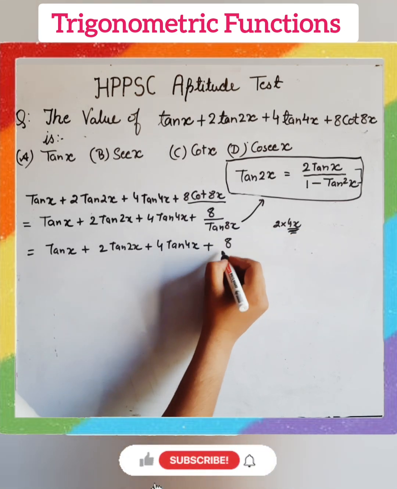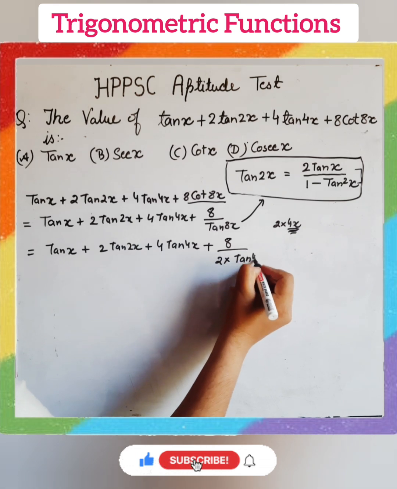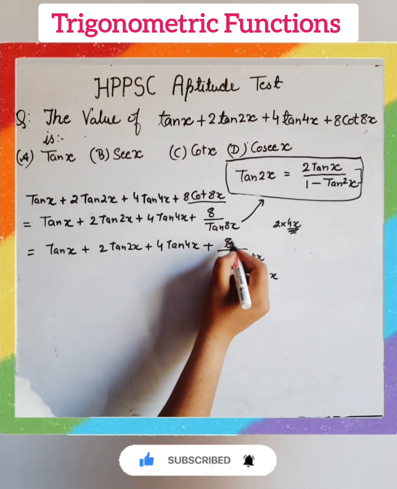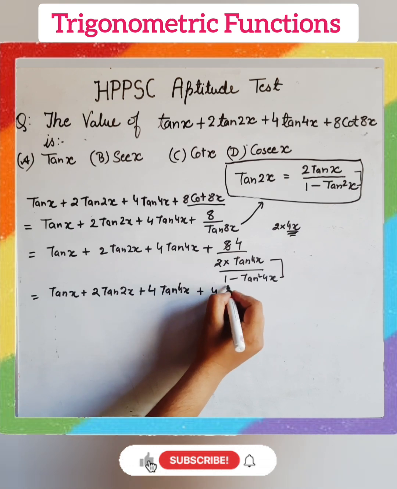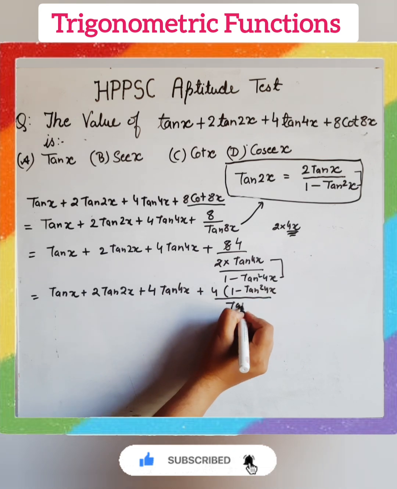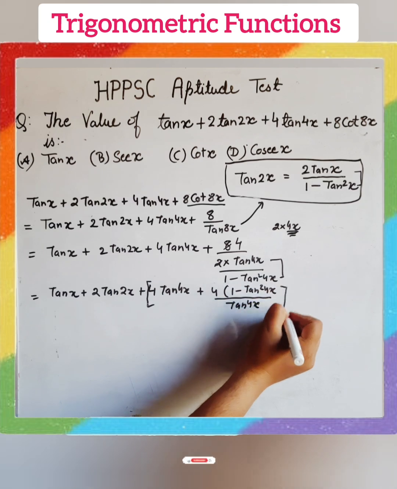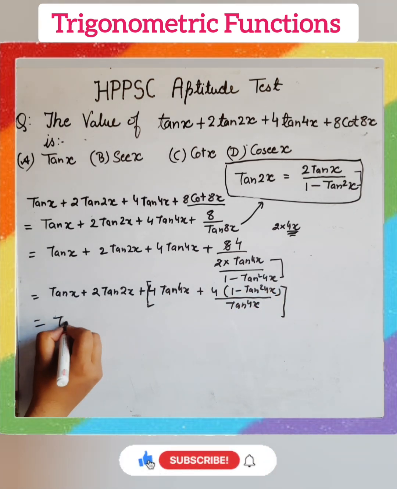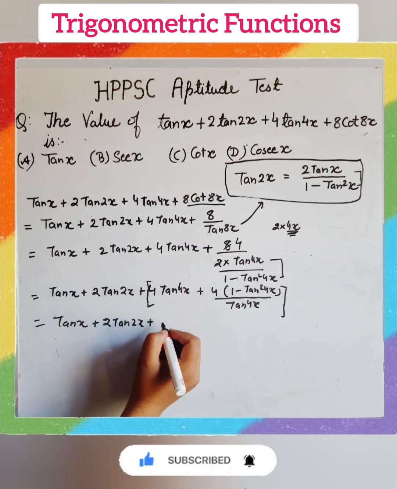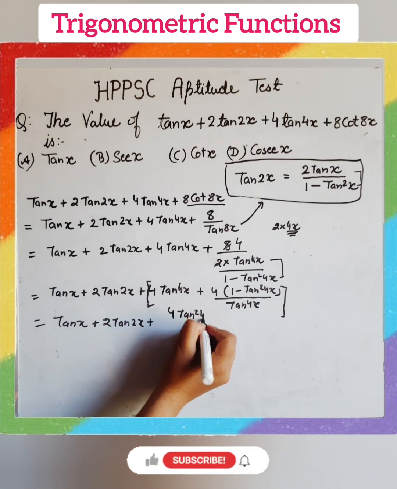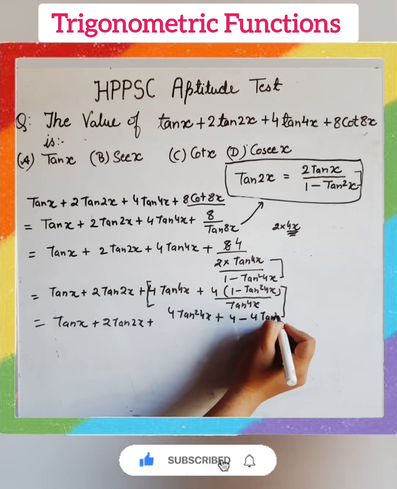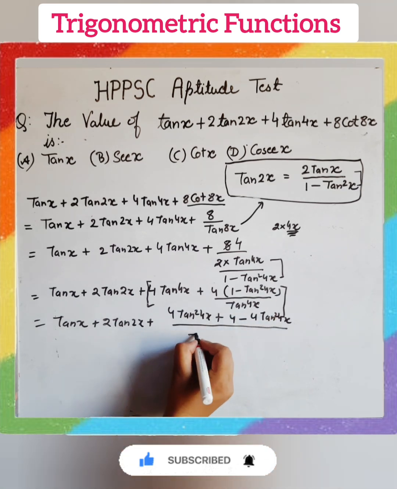How? It will be 8 upon 2 into tan 4x upon 1 minus tan square 4x. 2 4s are 8. Take the reciprocal of the denominator part: 4 into 1 minus tan square 4x upon tan 4x. Add these two. What will come? Tan x we write as it is, plus 2 tan 2x as it is, plus tan 4x into 4 tan 4x will be 4 tan square 4x, plus 4 into 1 is 4, minus 4 into tan square 4x, upon tan 4x.